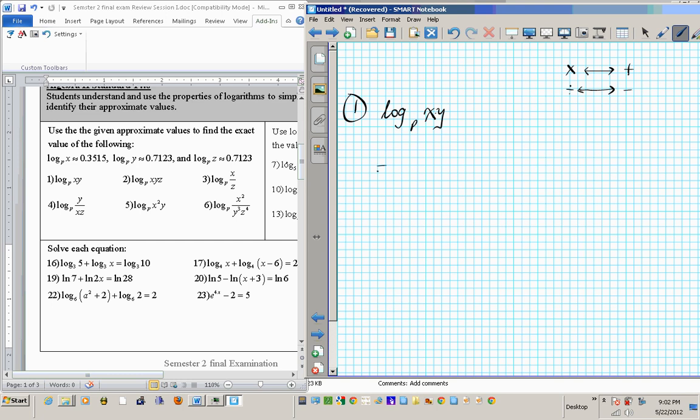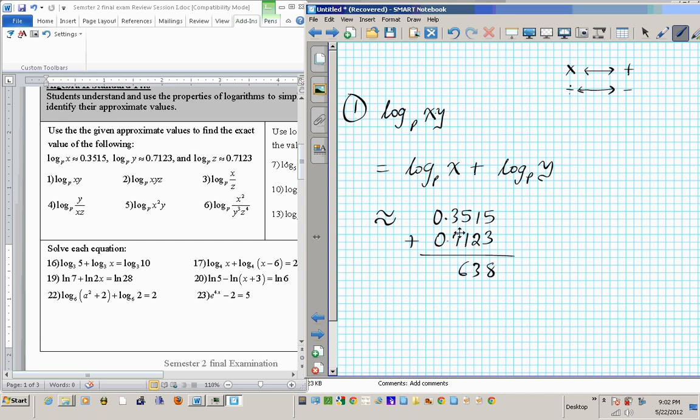So in this case, you want to apply the properties of logarithms to this product. This is going to be equal to log base p of x plus log base p of y. Now I'm going to substitute their corresponding logarithmic values and find the sum. So this is approximately log base p of x is 0.3515, and I'm going to add it to the approximate value of log base p of y, which is 0.7123. When I add that up, I get 1.0638. So there goes your answer.